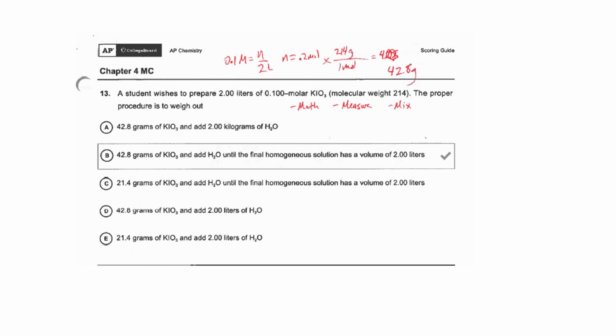It's time to make a solution. We want to make 2 liters of 0.1. So first I did the math on how many moles that would be. Then I grabbed the molar mass that they gave me and I figured out how many grams. It was 42.8. And I felt good about that because several of the answers said 42.8. And I need to add water until the final homogeneous solution has a volume of 2 liters. So when they say a final homogeneous solution, they're implying that they mixed it together. Kind of wish it said mixed together, but it doesn't.